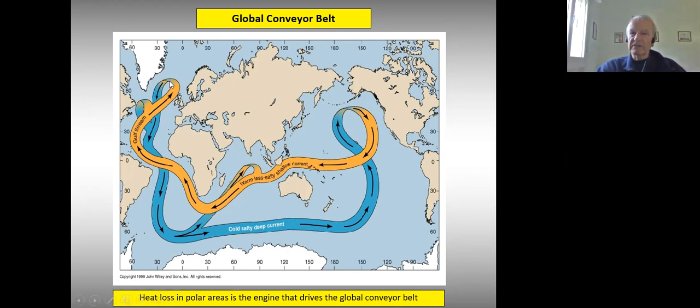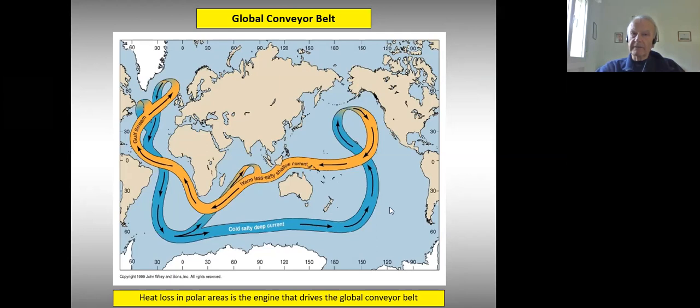1,000 years is the time needed to refresh this water, which starts its path, for example, from the place where heat is lost. So heat loss in polar areas is the engine that drives the global conveyor belt. And this global conveyor belt here is based purely on the considerations of the heat loss of the world ocean.